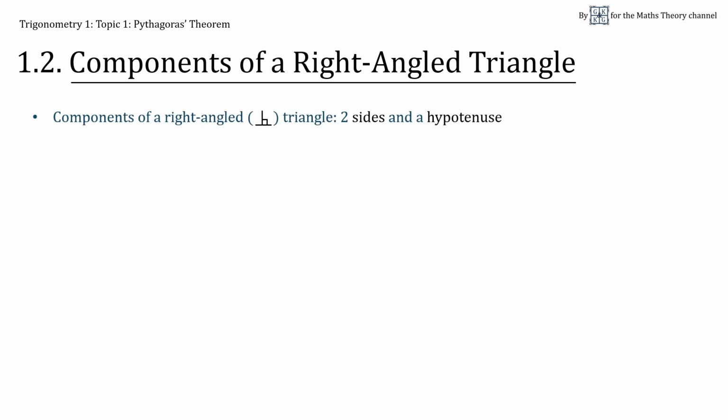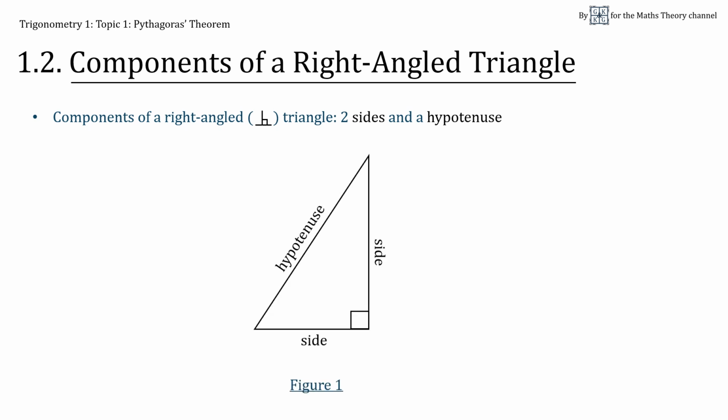So now let's look at the basic components of a right-angled triangle. Notice that we use this symbol as a convention to indicate right angle. It is basically a vertical line on a horizontal line with a square to indicate 90 degrees. A right-angled triangle has three sides with two sides forming a 90-degree angle between them. The side opposite to the 90-degree angle is called the hypotenuse.